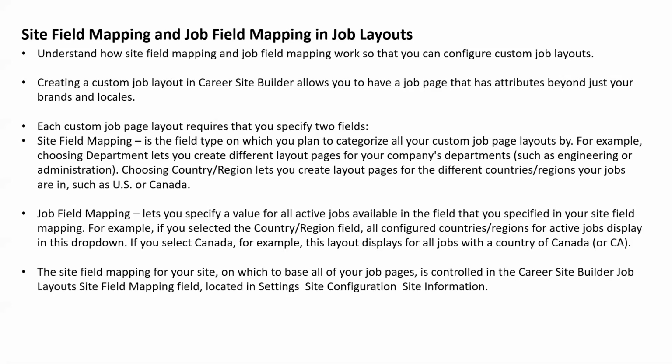Job field mapping helps you specify a value for all the active jobs available in the field, and mention which country or region that field is tied to. It then displays all the active jobs available based upon the drop-down value chosen. For example, if you choose United States, it will display all the jobs tied to the US. Similarly for Canada or Europe, based upon the first drop-down value, you can display the rest of the values at the bottom.